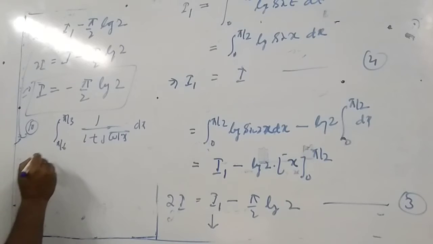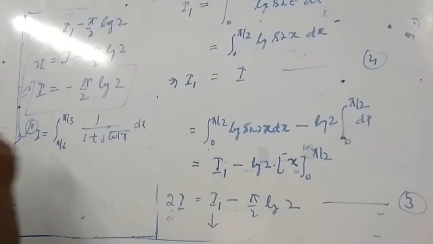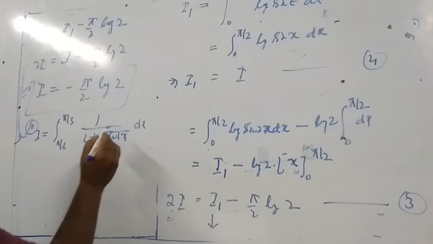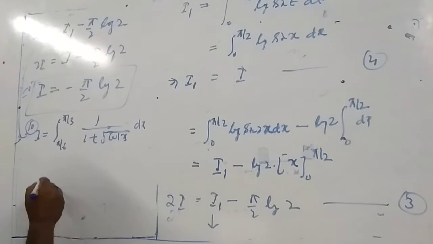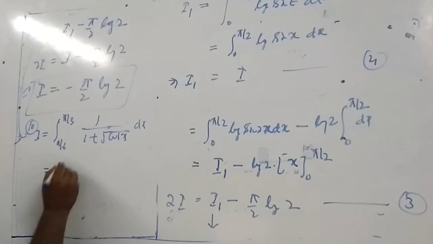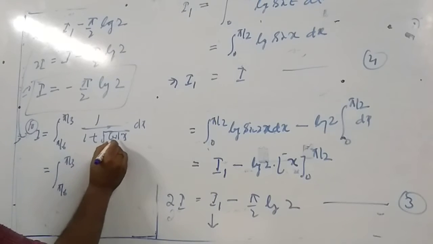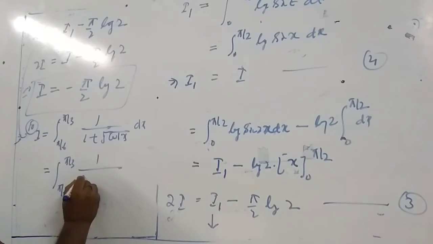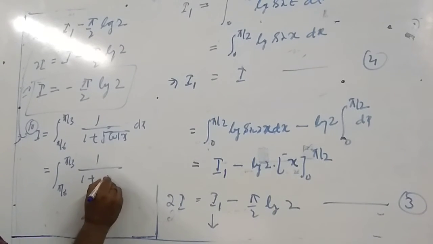And okay, this you take as I. Actually this is a converted form of another question which we have done earlier. Now to simplify it, when you simplify it, it is from pi by 6 to pi by 3, but change this cot x to cos x upon sin x. So this is root cos x upon root sin x.